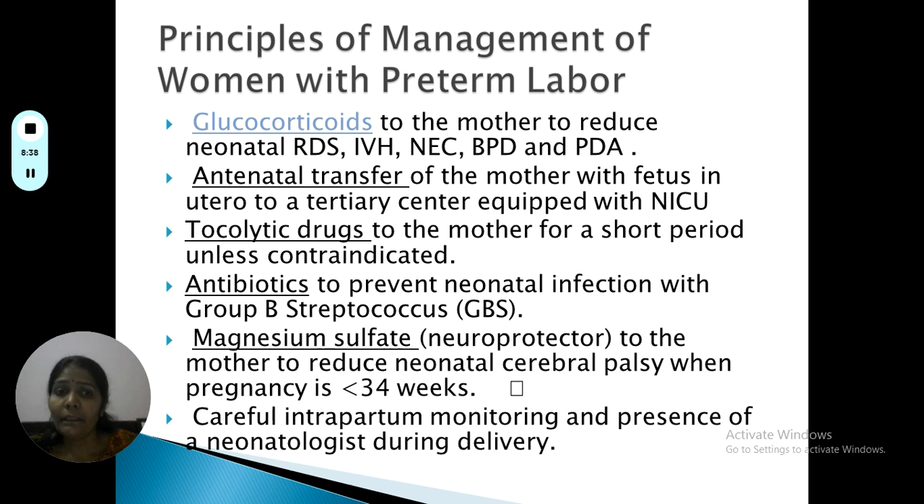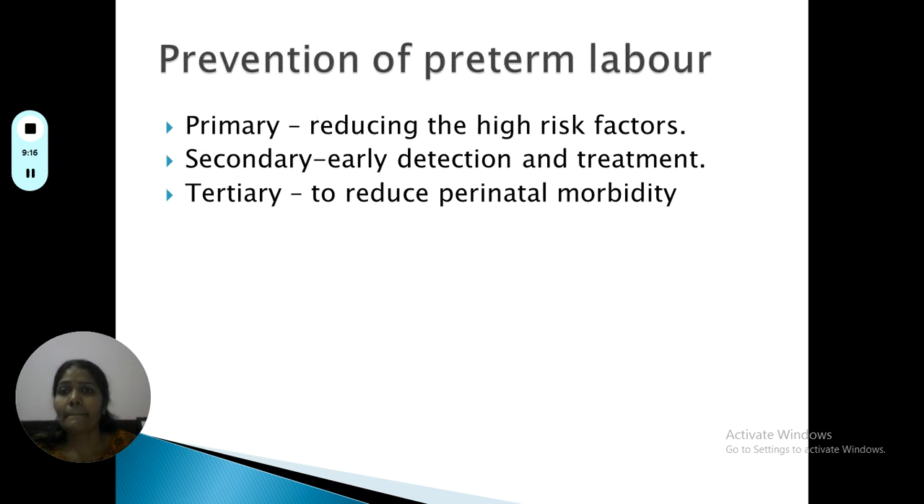Tocolytic drugs to the mother for a short period unless contraindicated. So these tocolytics are given till we give a steroid coverage. After the steroids are covered, that is 48 hours, there is no role for tocolysis. Antibiotics to prevent GBS, group B streptococcal infection. Magnesium sulfate as a neuroprotective agent to the mother to reduce neonatal cerebral palsy when the pregnancy is less than 34 weeks of gestation. Careful intrapartum monitoring and presence of a neonatologist during delivery. So these are the principles of management of preterm labor.